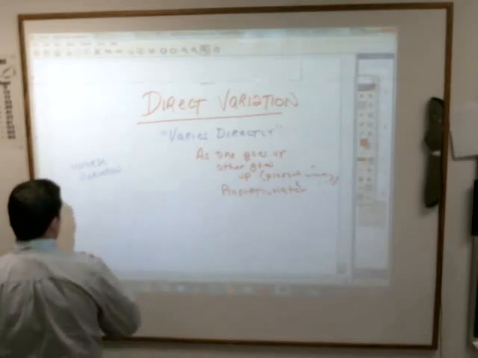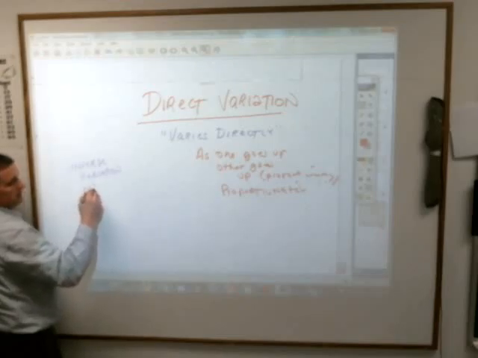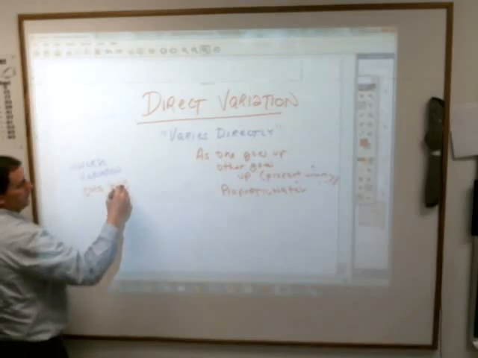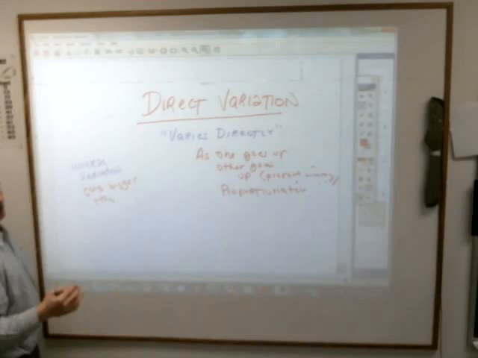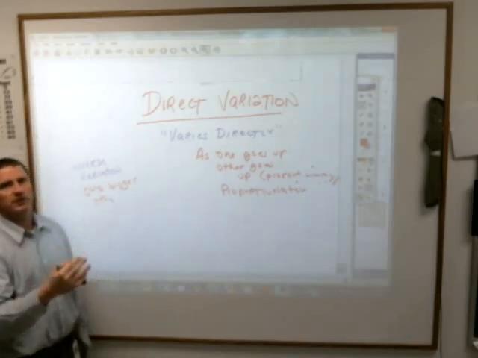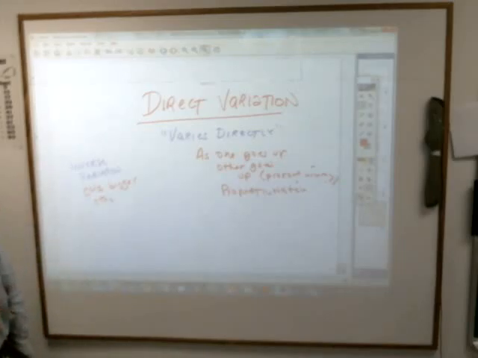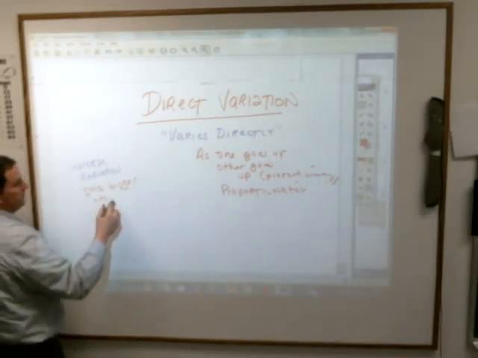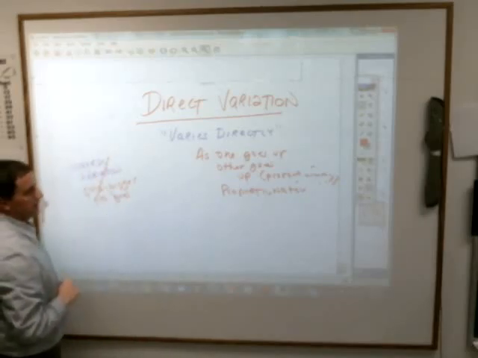Whereas inverse variation is the opposite of that, where as one gets bigger, the other one gets smaller. An example would be the farther you travel, the fewer gallons of gas you have. That would be inverse variation, because as one goes up, the other goes down. But we're not looking at that one today. I just wanted you to see it there.